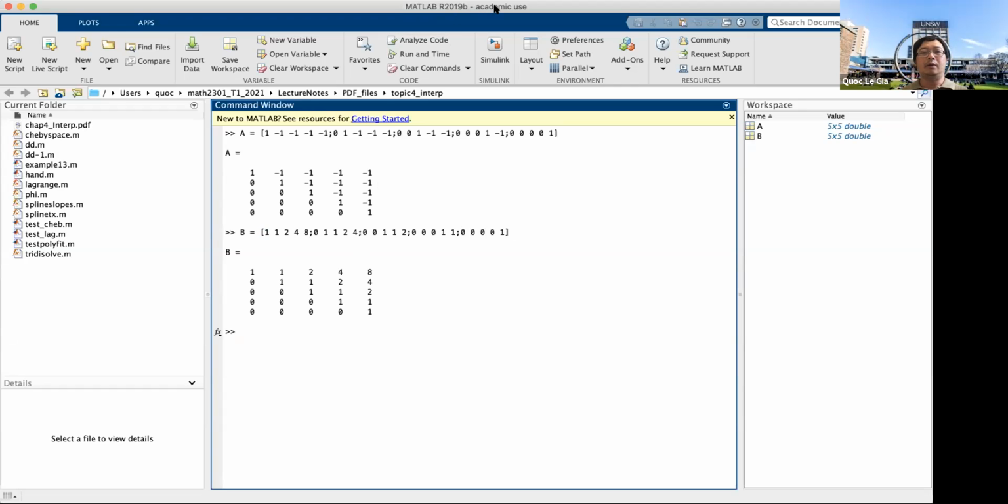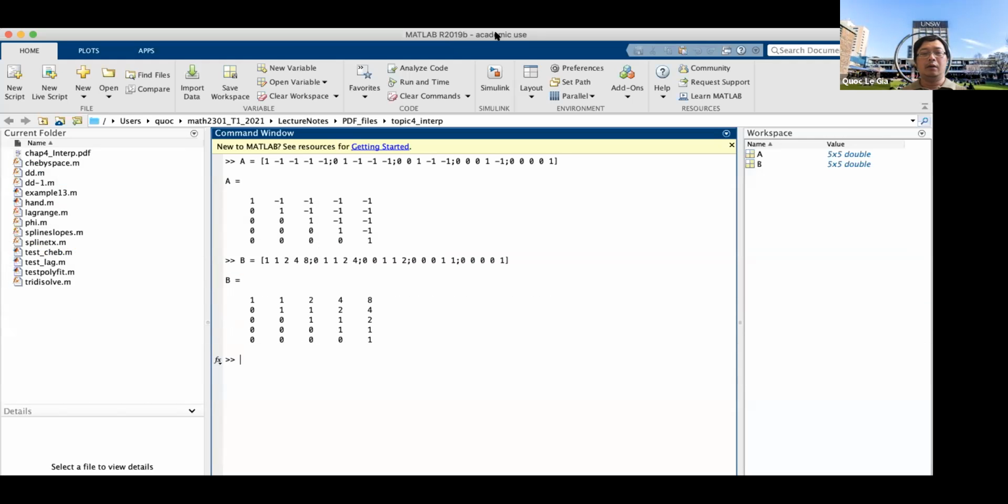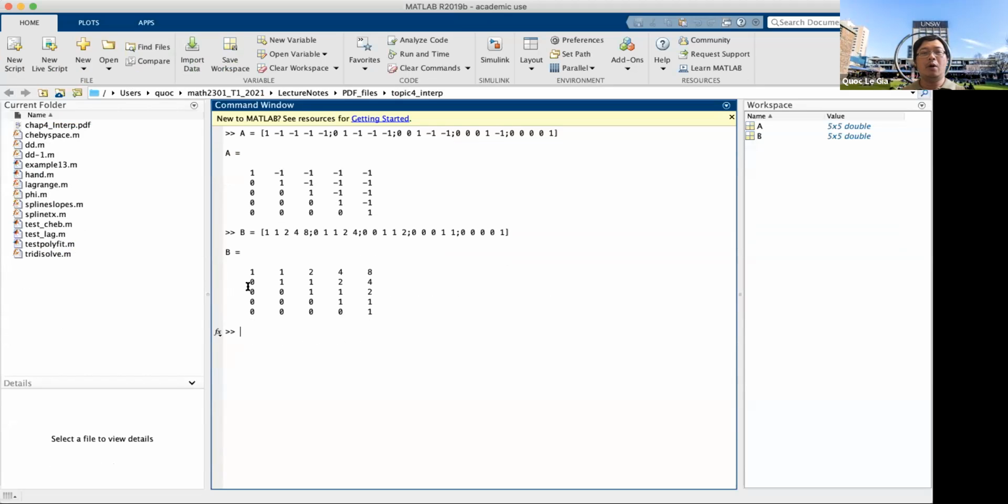You can see the pattern here. Below the diagonal are 0, the diagonal is 1, and above the diagonal it's just a geometric sequence: 1, 2, 4, 8, then 1, 2, 4. And now if I multiply A and B, I get the identity matrix. Now we have to show that this is correct for the general construction.